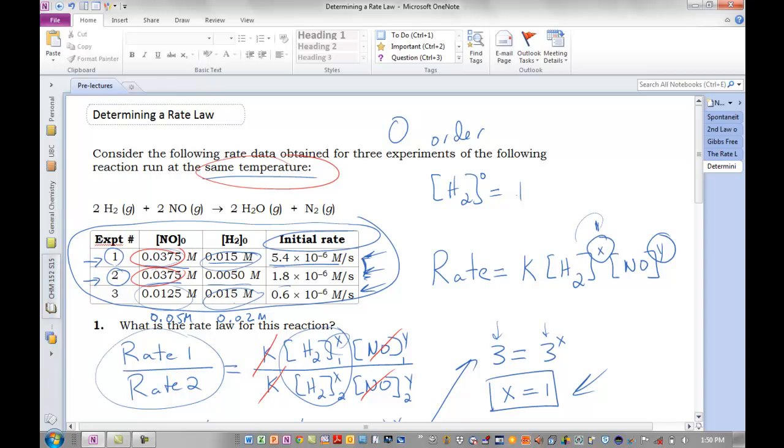You don't really even need to do a calculation. If you just look at your table and see, oh, I changed this, I tripled this, or I changed it by some amount, and the rate stayed exactly the same, that's zero order with respect to that reactant. So watch out for that. You might see that depending on the problems. They are randomized. Some of you might get zero order, some of you might not.